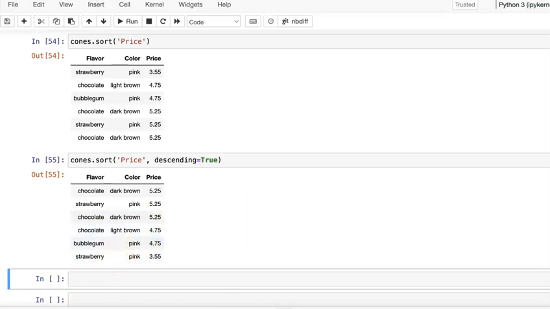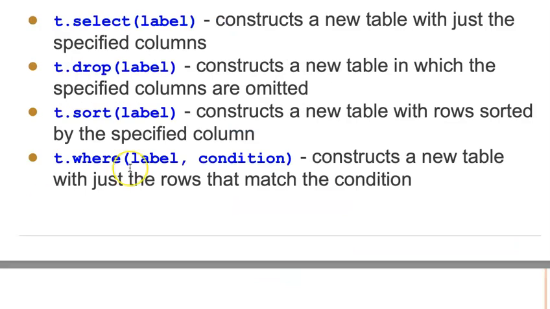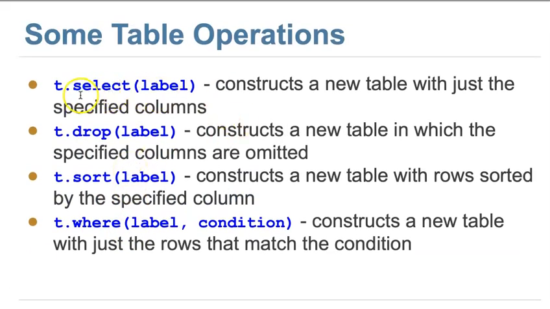So here you see the table operations: you have select, you have drop, you have sort, you have where. That's how you can manipulate the rows or columns. The data you want to manipulate, you can use the original table and do some operation. But don't forget, sometimes we want to create a new table, then you need to assign it to a new table name.